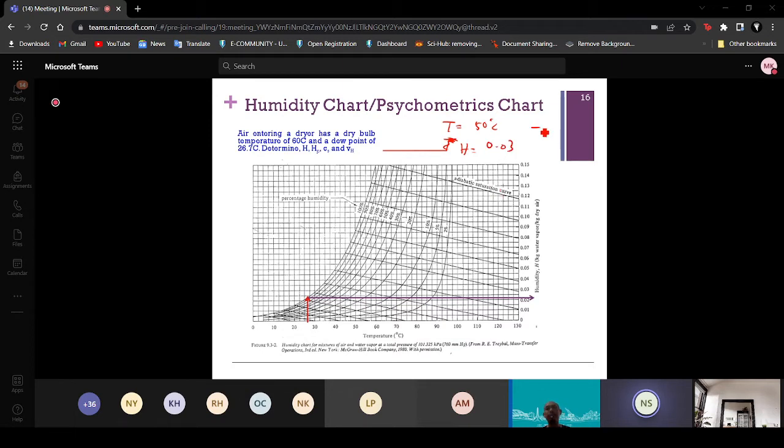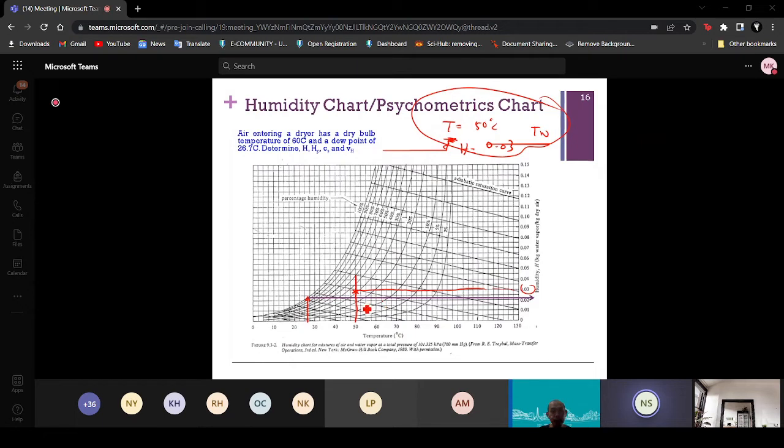Alright, so what is the T wet bulb? Okay, this is what is usually used later in the calculation. Okay, we have 50, so this is 50. Alright, draw one vertical line. Humidity is 0.03 here. One horizontal line, and then you meet up here. So that is the intercept point between the humidity and also the dry bulb temperature.